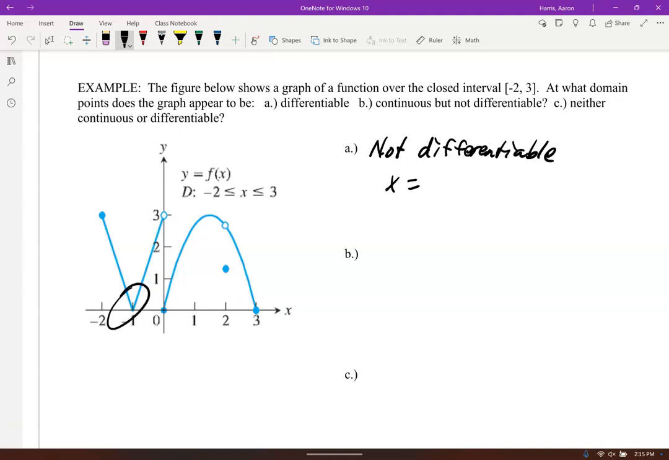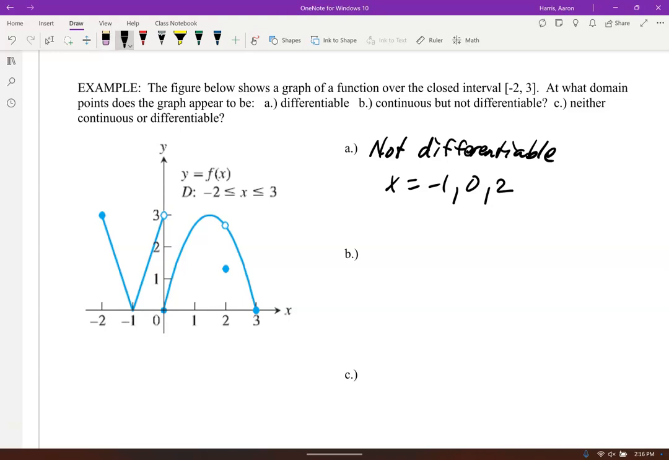And hopefully you say, well, negative 1's a problem. 0's a problem because I got this gap right there. And exactly 2 because we got the hole, right? So other than that, it's differentiable. It's fine, other than those areas.